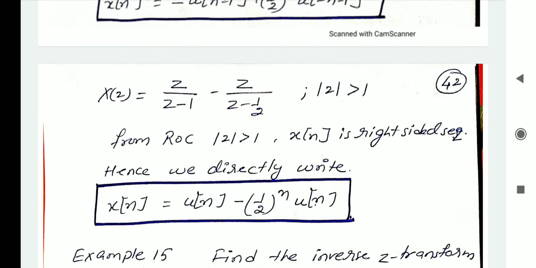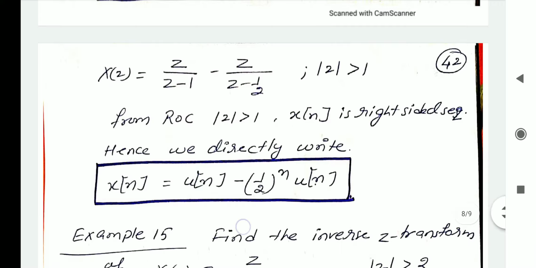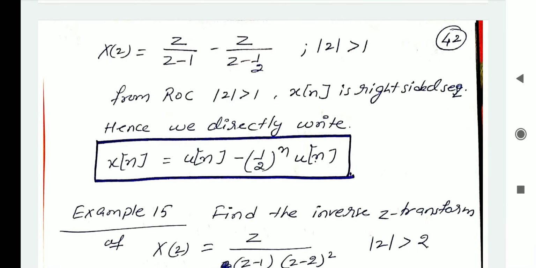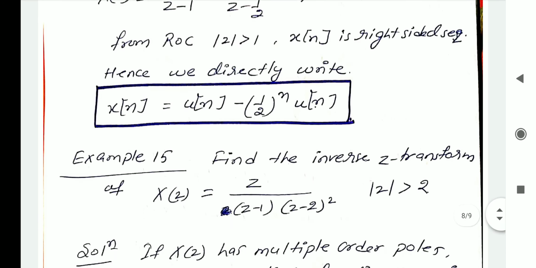Coming to the second part, B part, when the x of z is this and the ROC is mod of z greater than 1. Now since the ROC is mod of z greater than 1, it is a right-sided sequence, so both the sequences will have u of n term attached to it. The first term is u of n, the second term is minus 1 by 2 to the power n u of n. So we can directly write the sequence.